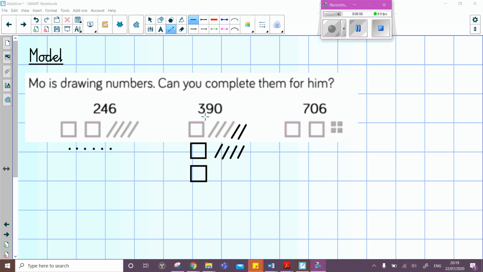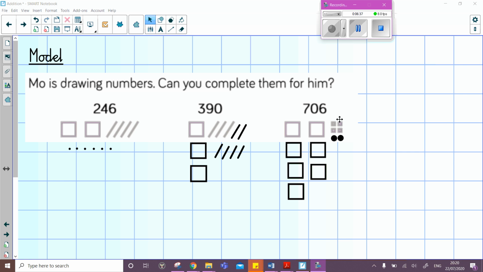So I added out this second one, 390. He already had 100. If I count on in my hundreds, I'm already on 100, 200, 300. So I needed to draw 2 more hundreds, which I've done. And he already had 3 tens, but he needed 9 tens. I'm on 3 tens, I can count on 4 tens, 5 tens, 6 tens, 7 tens, 8 tens, 9 tens. And he's got no ones, so you will see no ones there. 390. Let's see if you can have a go now at this one.